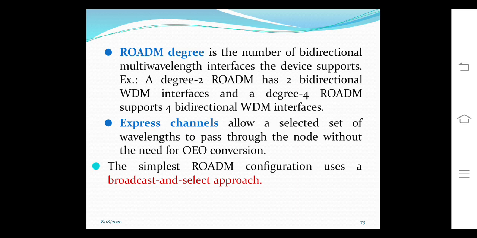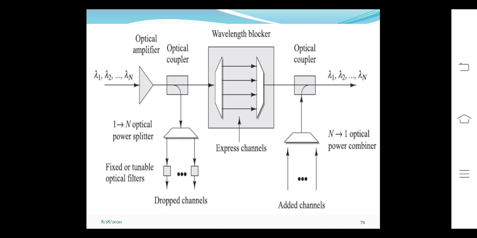These channels allow a selected set of wavelengths to pass through the node without the need of optical to electrical to optical conversion. So without the need of OEO conversion, it will transmit some signals. These are called express signals. It will reduce the time of conversion between optical and electrical and optical conversion. So that time will be reduced, and so it is called express channels. And the simple ROADM configuration uses a broadcast and select approach.